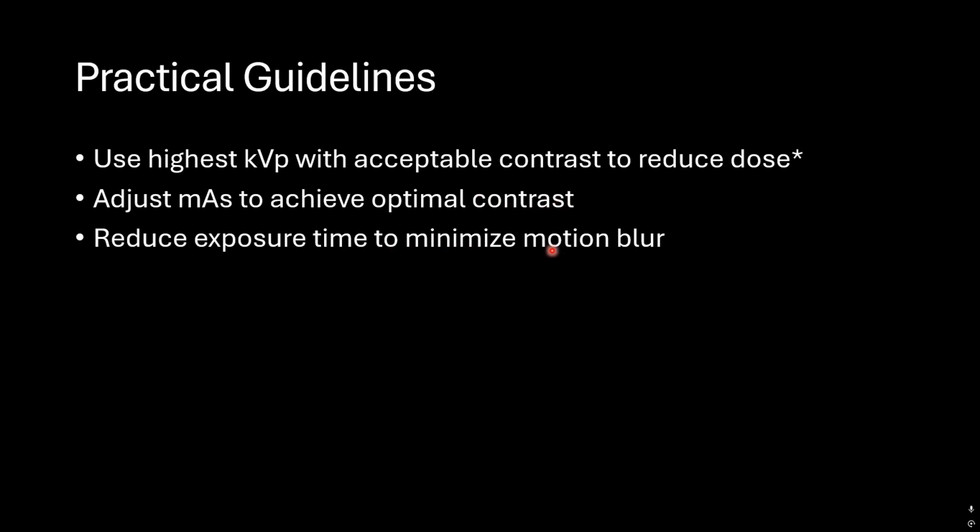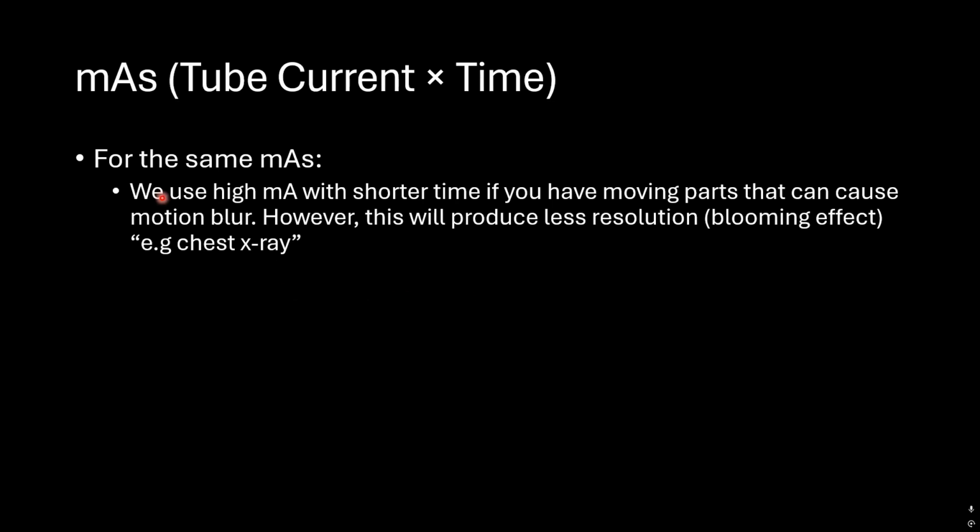Reduce exposure time to minimize motion blur. If we can reduce the exposure time, for sure we will minimize the motion blur that can be in our image. So let's talk about a concept here. When we have the same mAs, but this mAs has a high mA with a very short time, we will use it if we have moving parts that can cause motion blur. In this case, we have a very short time and a very high mA, and it's used to minimize motion blur. However, this will produce less resolution, or a blooming effect, for example in chest X-ray.